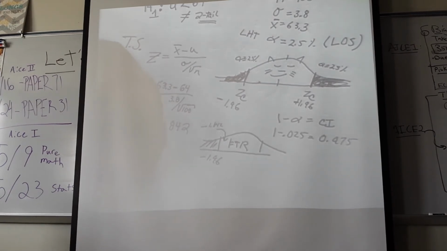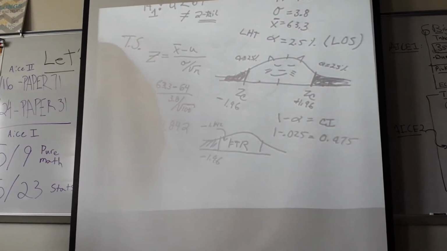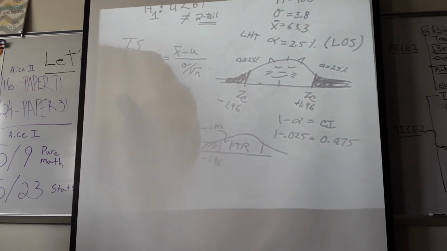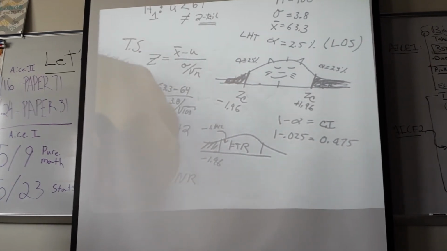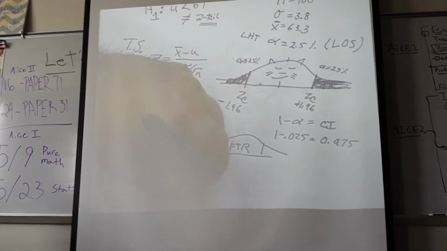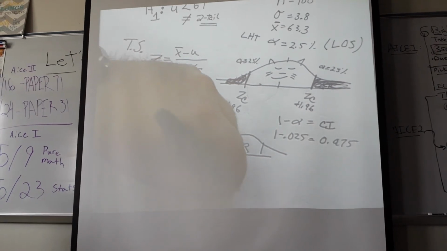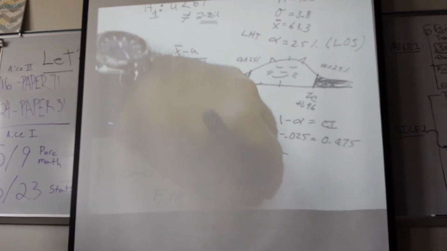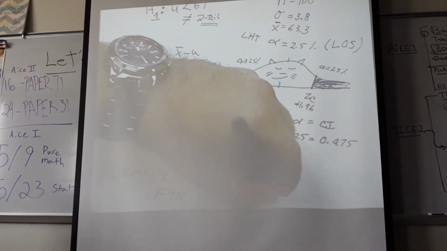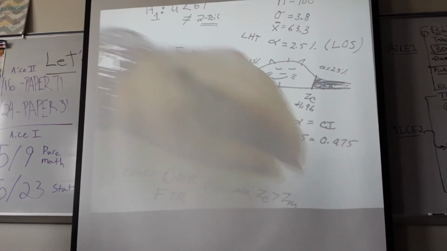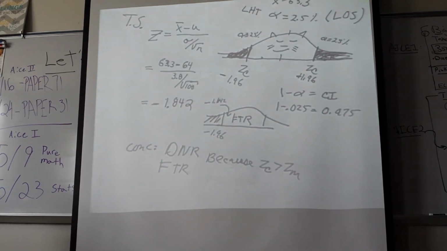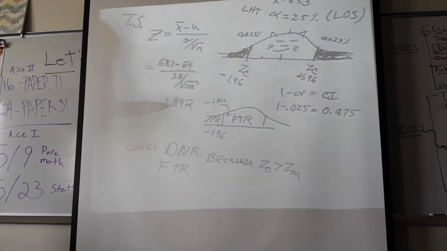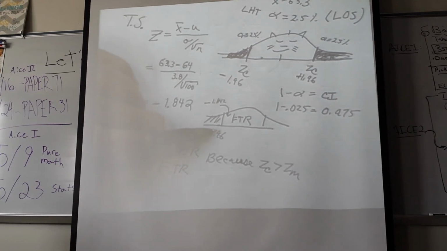So the conclusion is what? We do not reject the H0. Failure to reject the H0. Tell them why. Because the heights would not be less than usual. Because Z calculated is greater than Z of management, if you want. You're just telling them, look, this is what we found. This is what management said is okay. We're in the okay zone. The test fails.